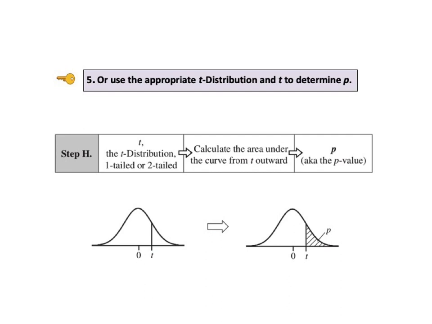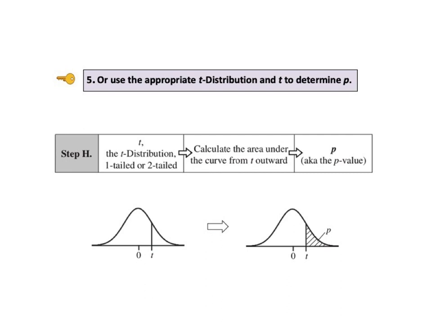The situation with p and t is kind of the reverse of the situation with alpha and t-critical. To find the value of p, we start with the value of t, which forms the boundary for an area under the curve of the appropriate t-distribution.